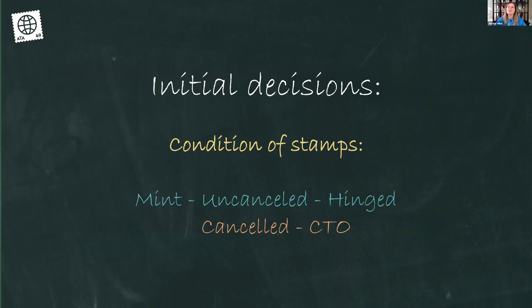You have a few decisions to make before you start shopping. What condition of stamps will you purchase? We'll hear terms like mint, uncanceled, hinged, canceled, CTO. Let's talk about some of these and what they mean.